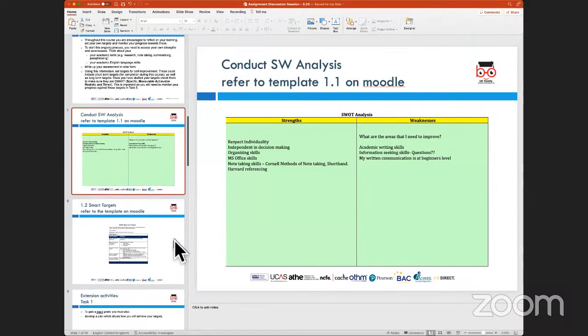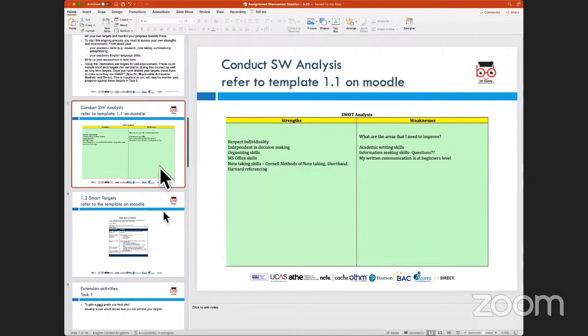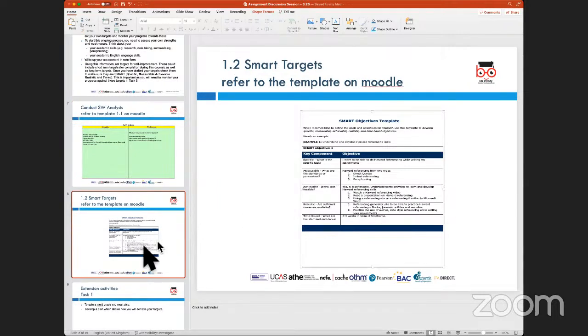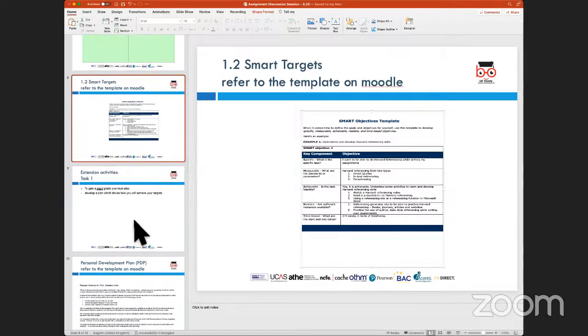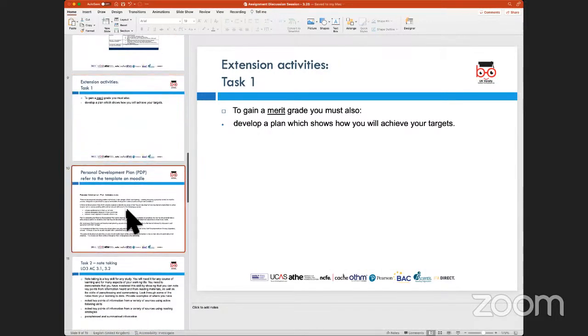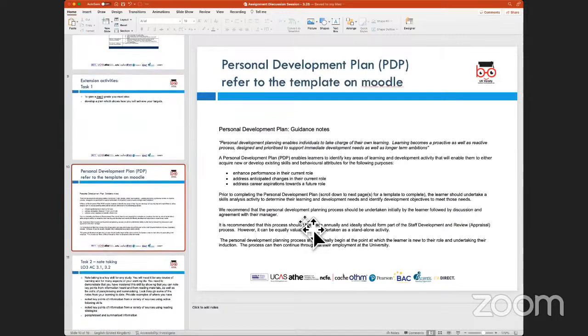So in the presentation of the assignment discussion, I put the PDP, the SWOT analysis, strengths and weaknesses, on one of the slides. I put the SMART template on another slide so that you're able to look at it. And then the personal development plan, in order to achieve merit as an activity, has been put across as a different slide. Is that okay?